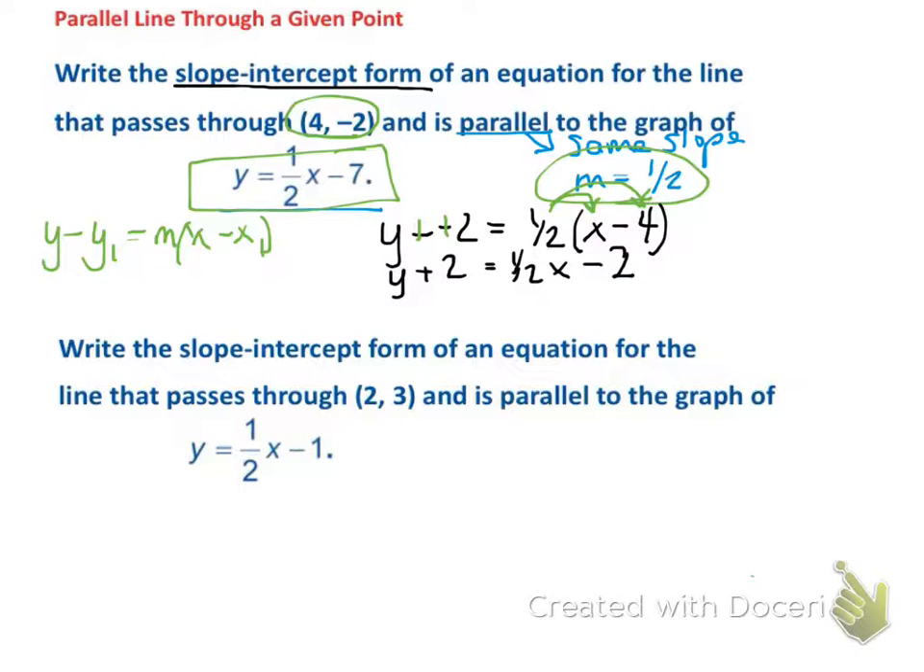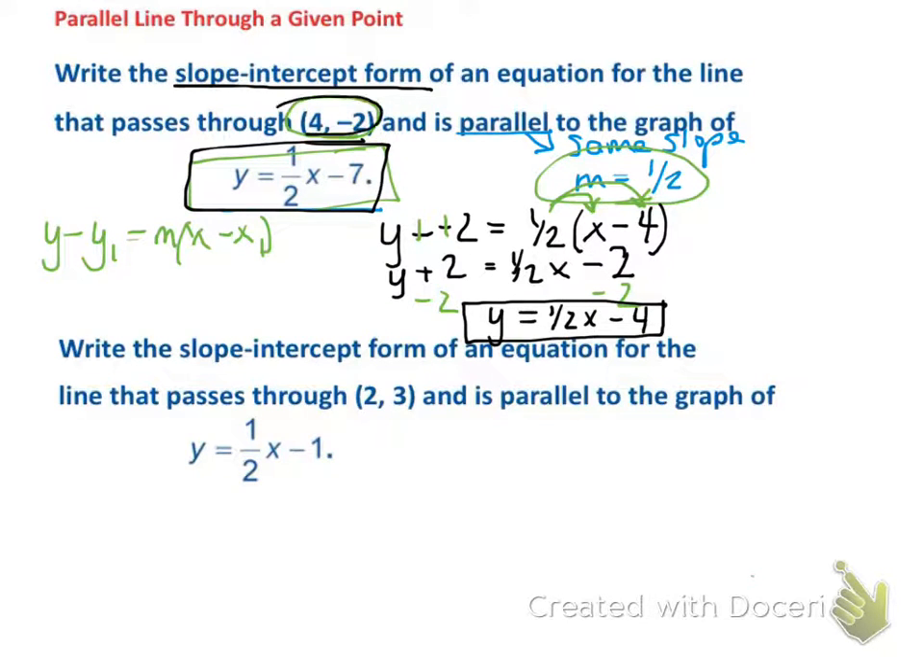And then I need to subtract 2 from both sides to get the y alone. And I get y equals 1/2 x minus 4. That line is parallel to this line and goes through this point. They have the same slope, so they're parallel. And this line, we used this point up here, so we know it goes through that point. All right, so that's your final answer.